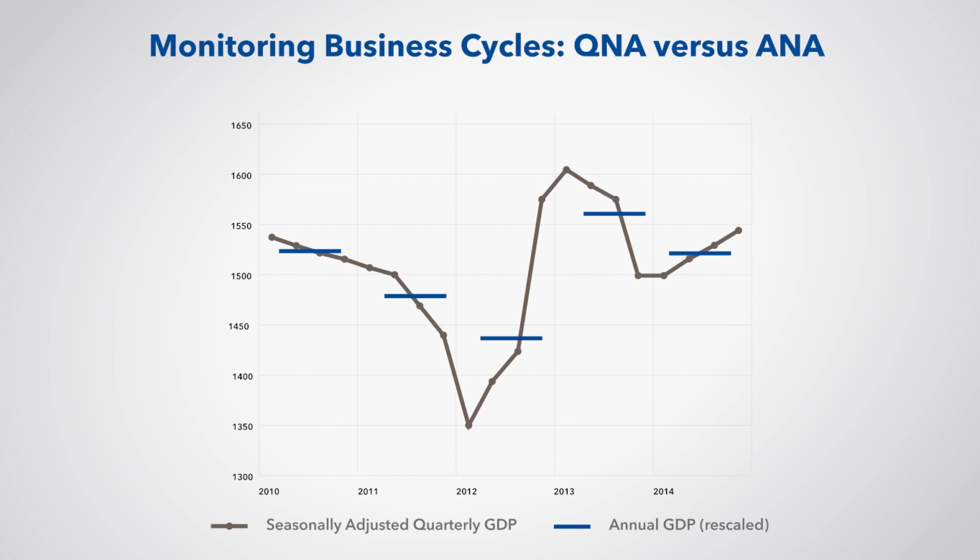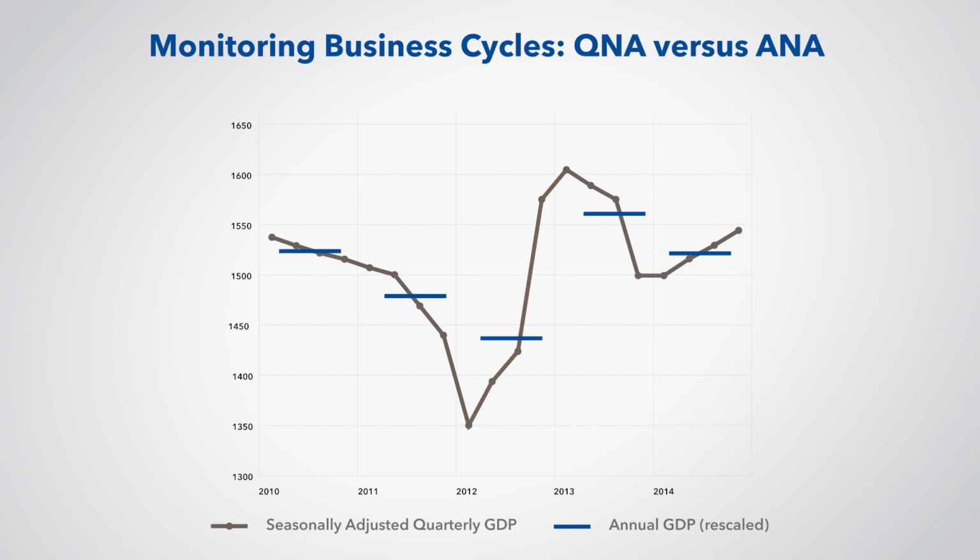The quarterly data show that the economy was declining from the first quarter of 2010 until the first quarter of 2012, after which it moved up until the first quarter of 2013. Then GDP turned down for the next 3 quarters and finally began growing again in the last 3 quarters of 2014. In contrast, the annual data show the economy contracting from 2010 to 2012, even though the QNA showed that GDP had turned up after the first quarter of 2012.